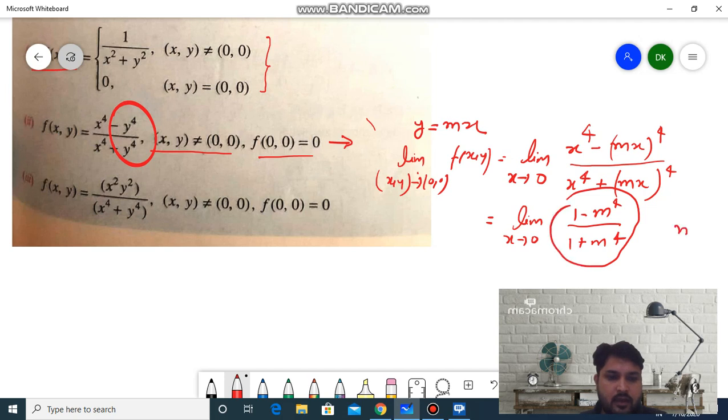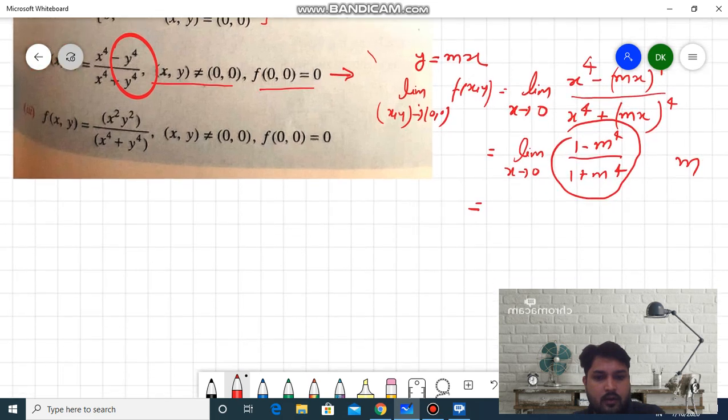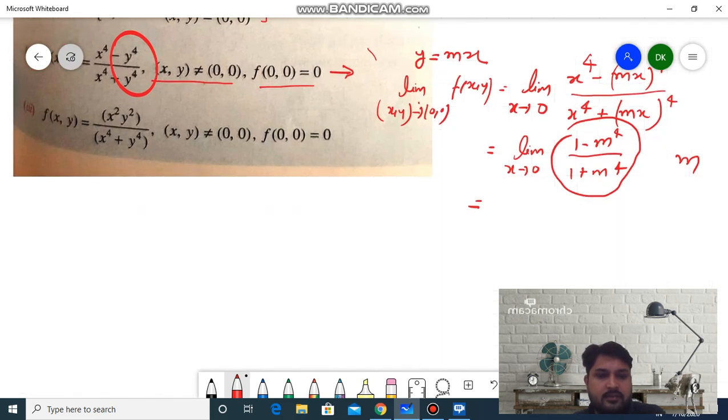For different m we get different limits of the function along different paths. If we take m equal to 1, that is along the path y is equal to x, its limit will be 0, and along the path y is equal to 2x its limit will be different. So the simultaneous limit of f(x,y) does not exist at (0,0).